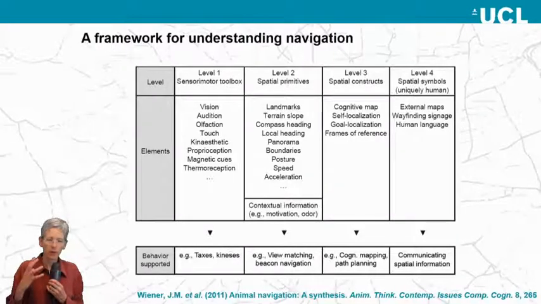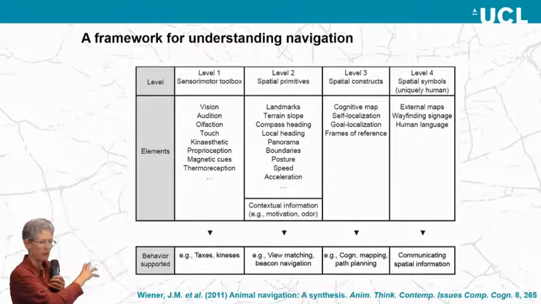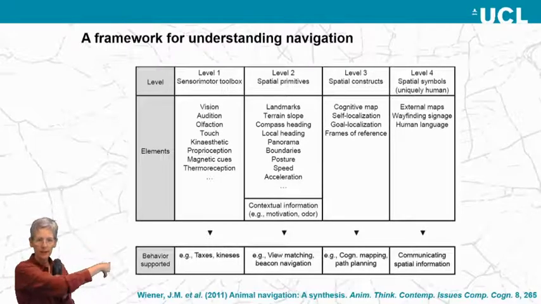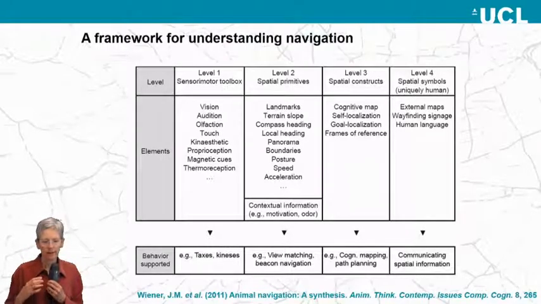And what we've done is we've created a kind of hierarchical ordering of different kinds of phenomenon that are involved in spatial navigation. So the hierarchy is shown from left to right, with the bottom of the hierarchy on the left and then the more complex parts on the right. So level 1, we've called this the sensory motor toolbox.